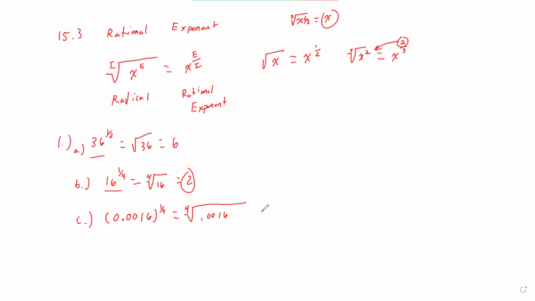Yeah, so 0.2 would be the answer. So in this case, 0.2 times 0.2 would give me 0.04, times 0.2 would give me 0.008, times 0.2 would give me 0.0016. So four 0.2s would give me the result I need. Decimals can be a little hard, but just make sure you can type it in the calculator.